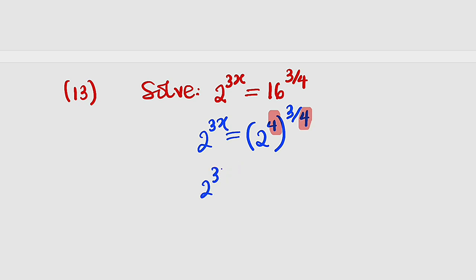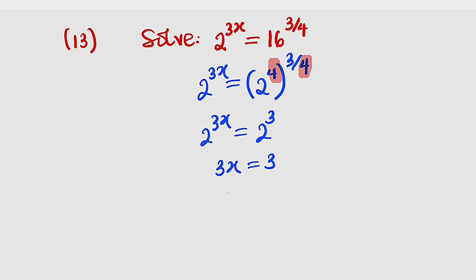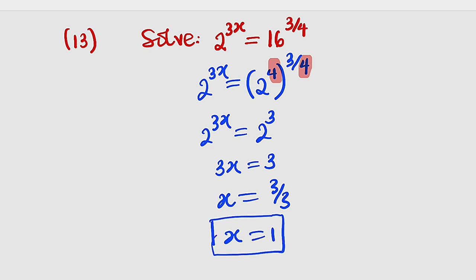So 2 to the power of 3x is equal to 2 to the power of 3. And since the bases are the same, we equate the exponents, right? Therefore, 3x must be equal to 3. We divide both sides by 3, which is the coefficient of x. Therefore, x equals 3 divided by 3. And finally, x equal to 1. Therefore, the value of x is equal to 1 in this exponential equation.